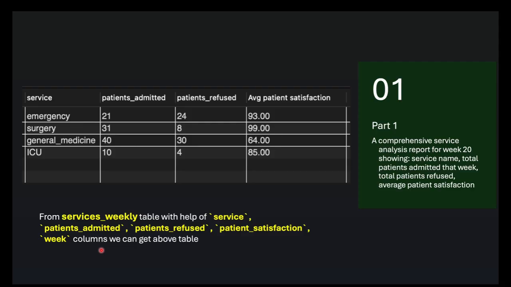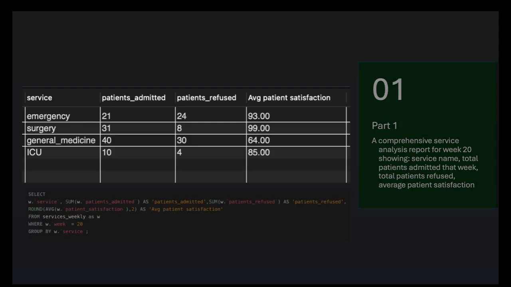I guess you have tried, and the final query will be like: select the service, the sum of patients admitted, sum of patients refused, average of patient satisfaction. Here I use round so that the output is easily readable up to two decimals. From services weekly, where week number is 20, and group by service.